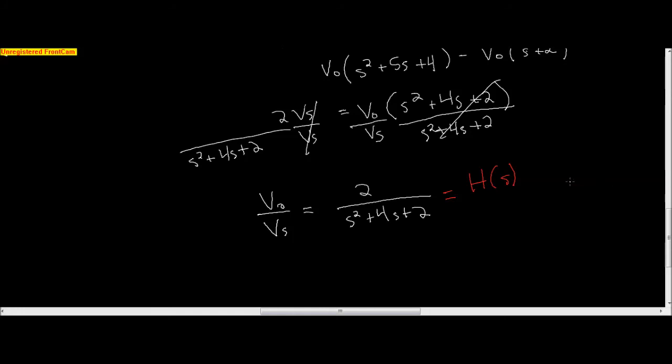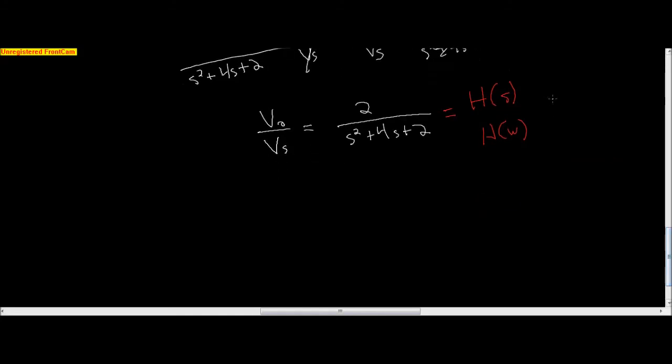Right, but we said we want H of omega. Well, if we remember, S just equals j omega. So let's plug in j omega everywhere we see an S. So this will be 2 over j omega squared plus 4 times j omega plus 2.